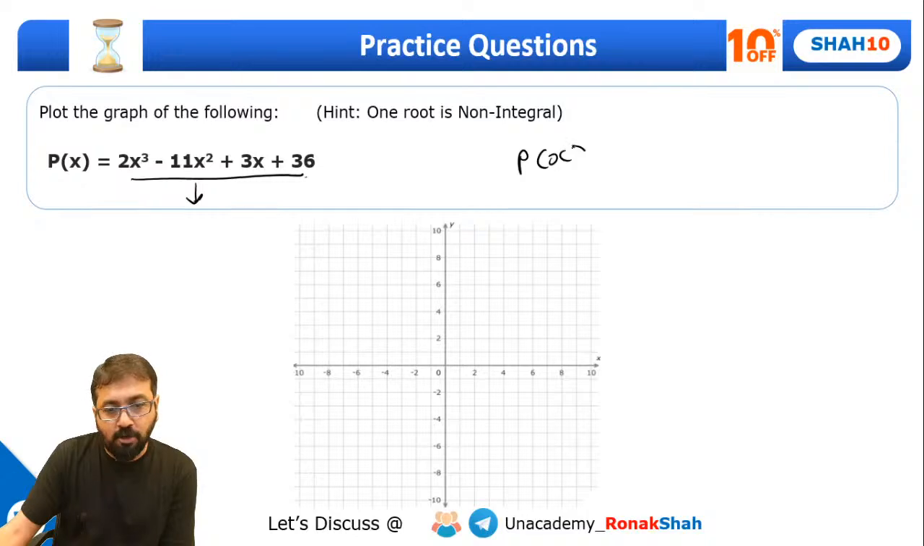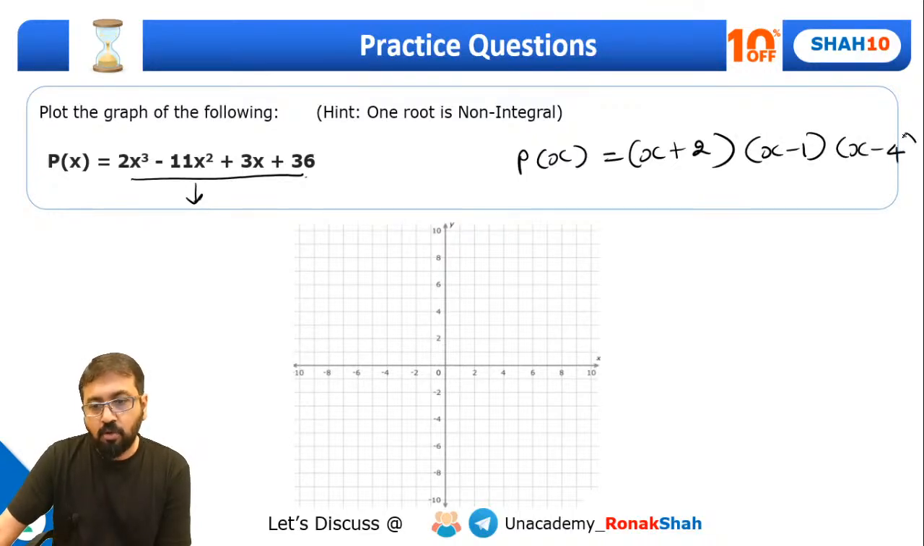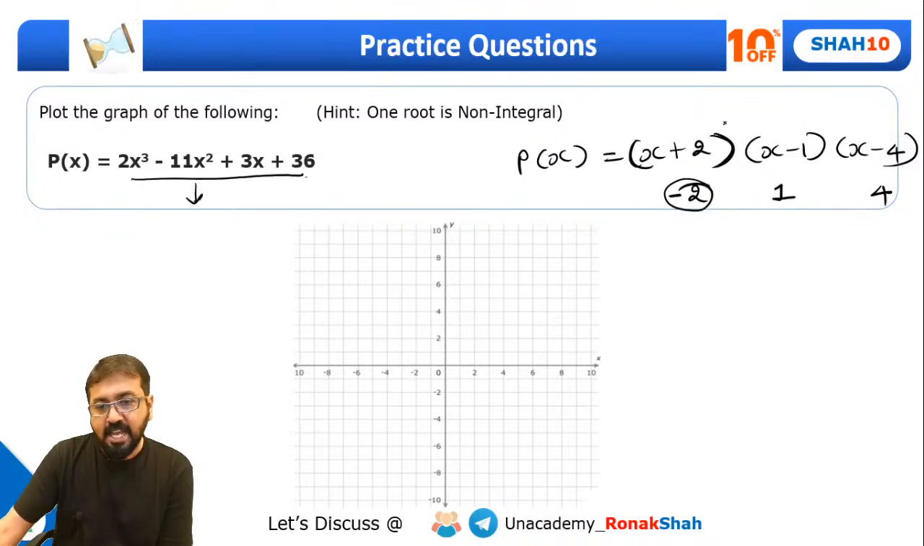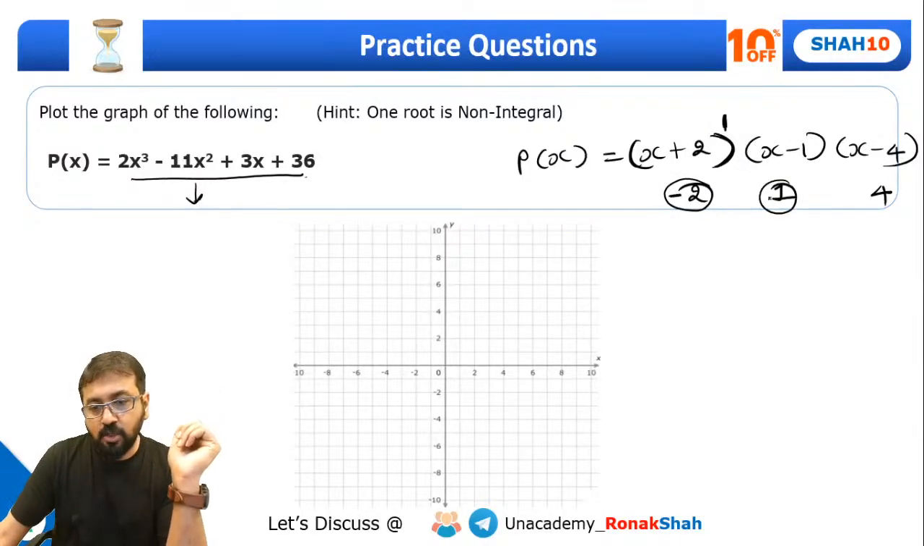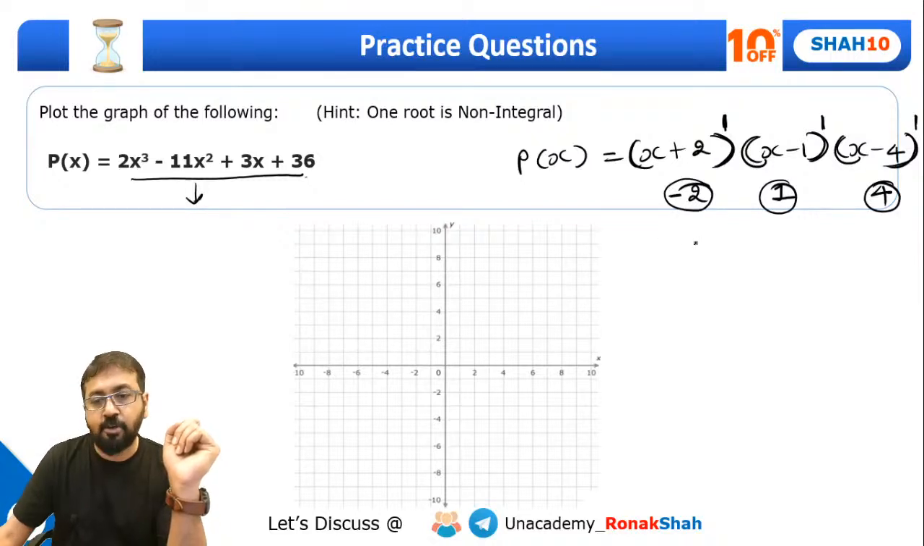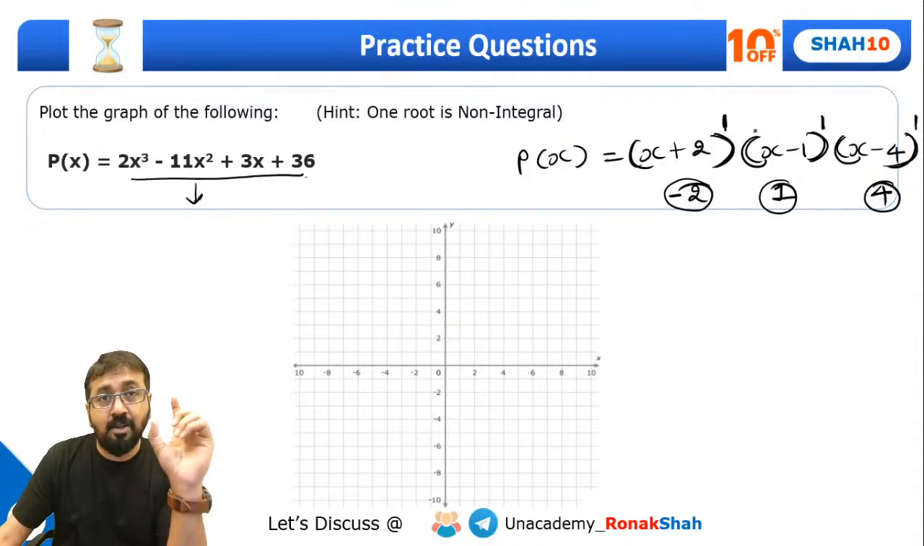For example, let me take a different example. P of x is equal to x plus 2 into x minus 1 into x minus 4. What will be the graph of this polynomial? So the roots will be minus 2, 1 and 4. Now this root comes from this factor, and what is the power of this factor? The power is 1. That is odd power. This root comes from the x minus 1 factor, and its power is again 1. And the root 4 comes from the factor x minus 4, and its power is 1. So since the power is odd, only if the factor has an odd power, only then at that root will the graph change the sign.